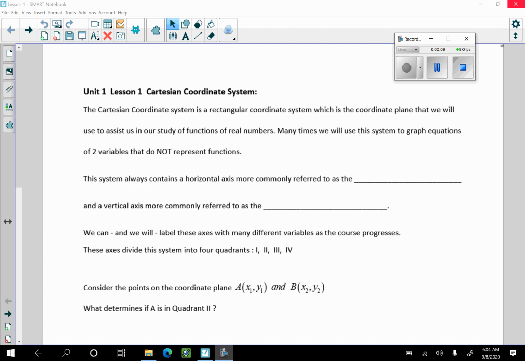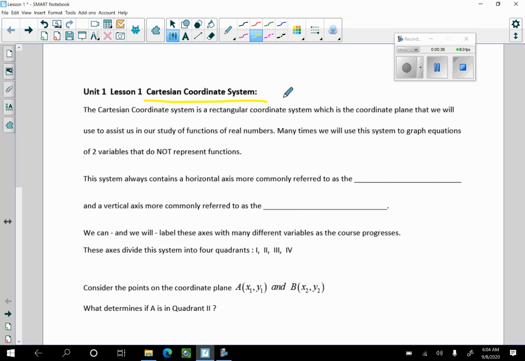Today we're going to start in Unit 1, Lesson 1, the Cartesian coordinate system. And for a pre-calculus class, you would think that this would be an elementary lesson, something that we would have gone over in Algebra 1. Well, in fact, we have been going over the Cartesian coordinate system for quite some time in all of your pre-algebra, Algebra 1 and Algebra 2 classes, and also in some analytical geometry.